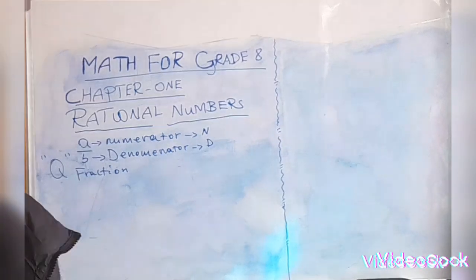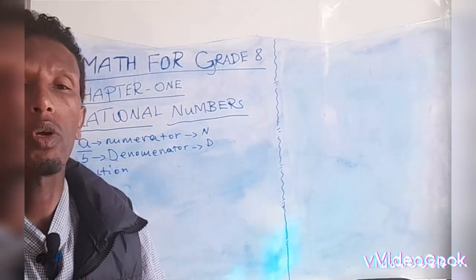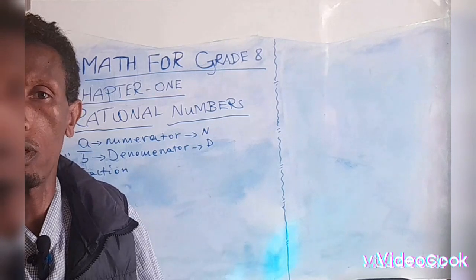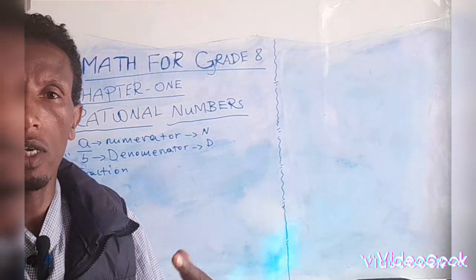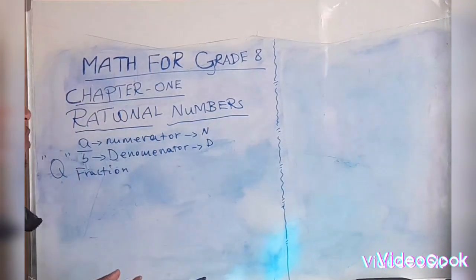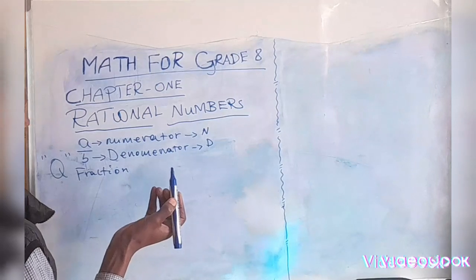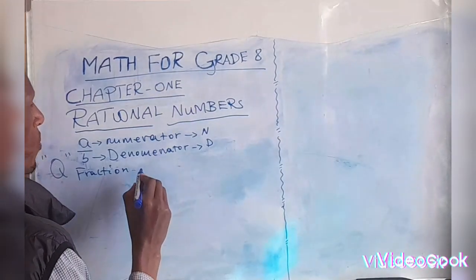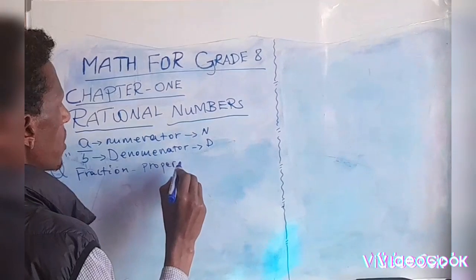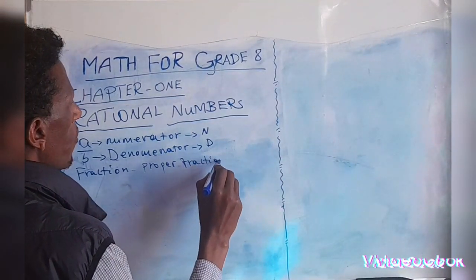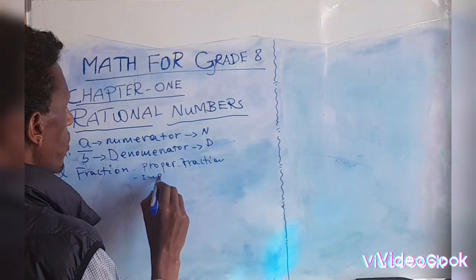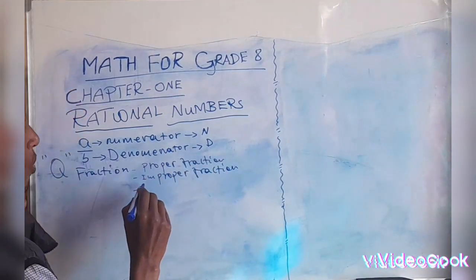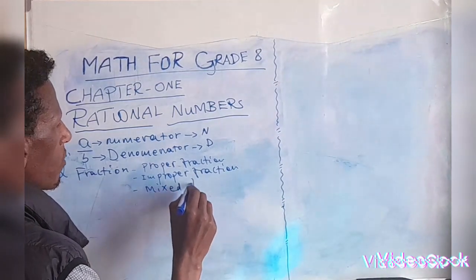A fraction is a portion of something, or a part of something. For example, if you divide an orange into 4 parts, and you eat one part, then 1/4 is eaten. Such a thing is known as a fraction. Fractions can be divided into 3: proper fraction, improper fraction, and mixed fraction.